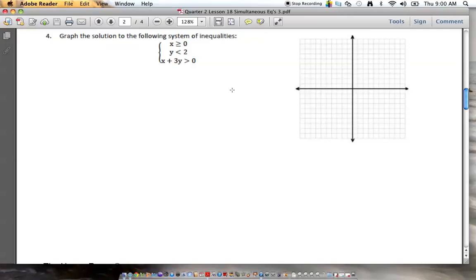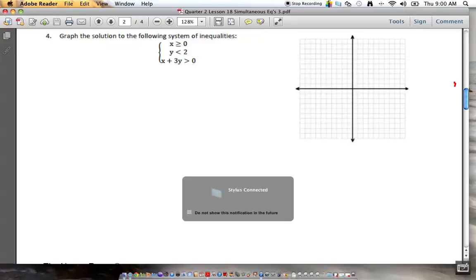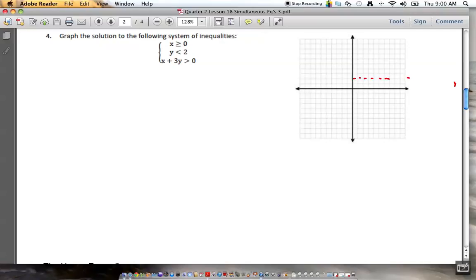Okay, so now I'm just going to graph all three inequalities at the same time. I'm going to save the first one for last, though. Okay. Y is less than 2. We just said this is y = 2 with 0 slope. We just did one just like that. It is going to go right through 2. It's going to be a broken line.